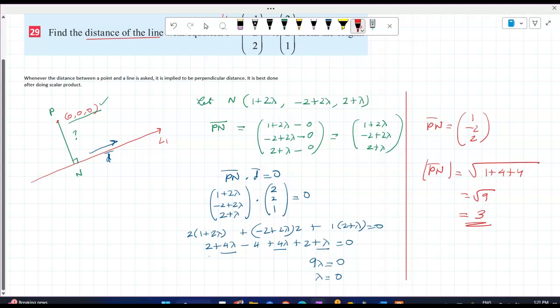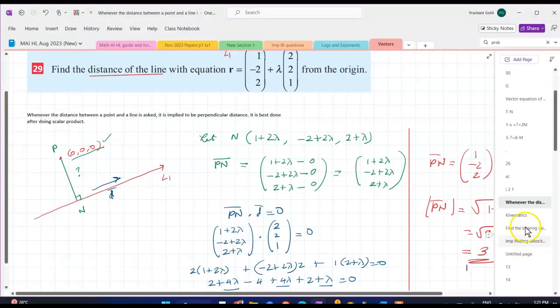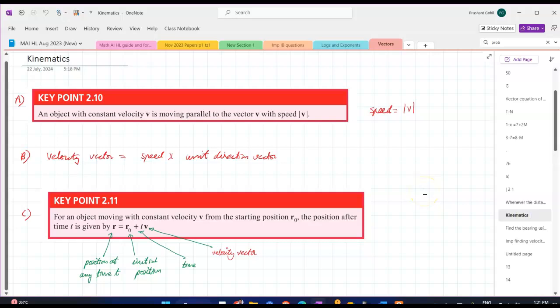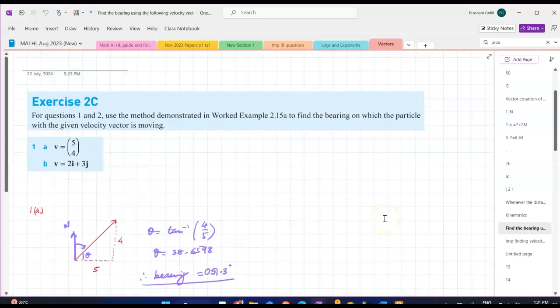So when do you use the dot product? When do you use scalar? The dot product is also called the scalar product. So we are coming to that, and that will come in this automatically. In kinematics, we did this: velocity vector is speed into unit direction vector. We also did position at any time t is the initial position plus t times v, where v is the velocity vector. The other important thing is bearing.